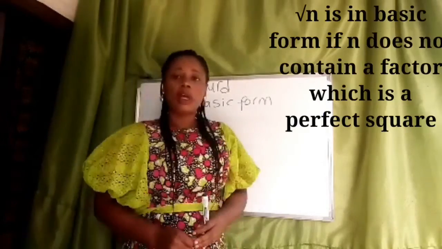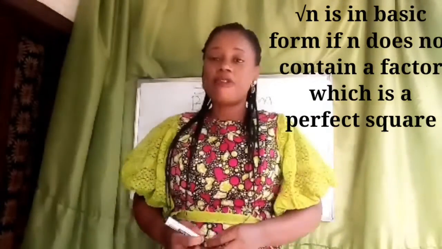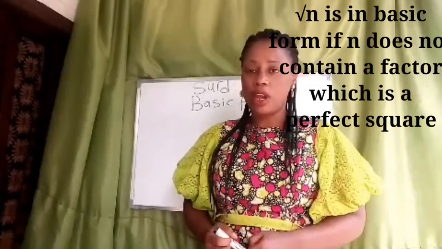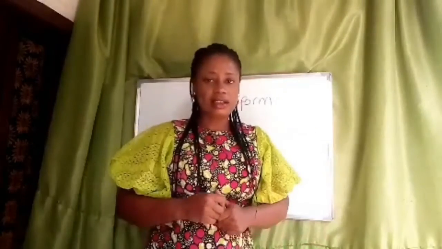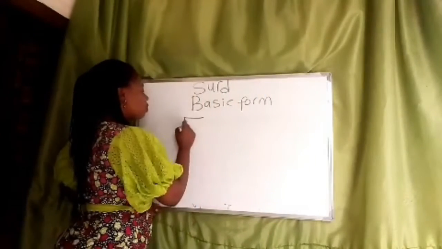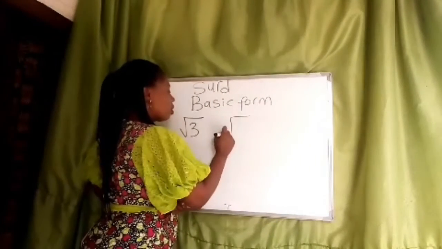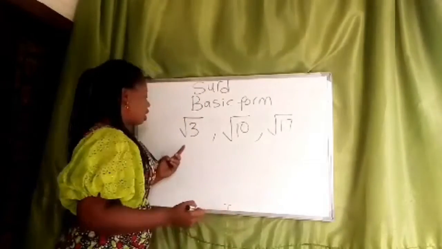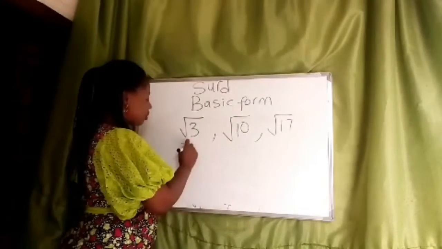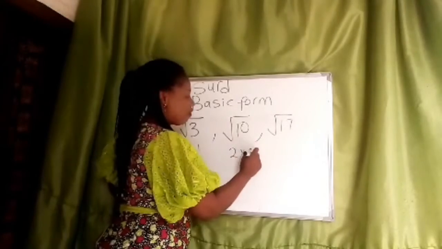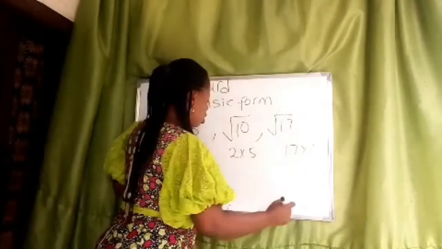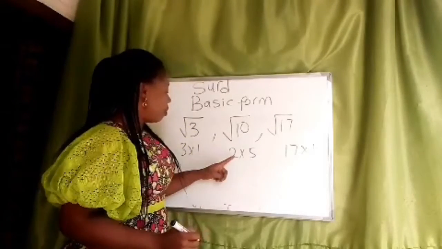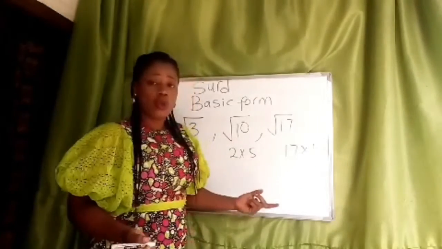For the basic form, the square root of n is in basic form if n does not contain a factor which is a perfect square. Let us take, for instance, root 3, square root of 10, square root of 17. Now, the factors of these: 3 times 1, 2 times 5, and 17 times 1. If you look at all these factors, none of them is a perfect square.